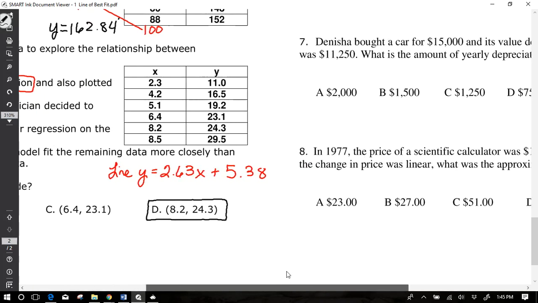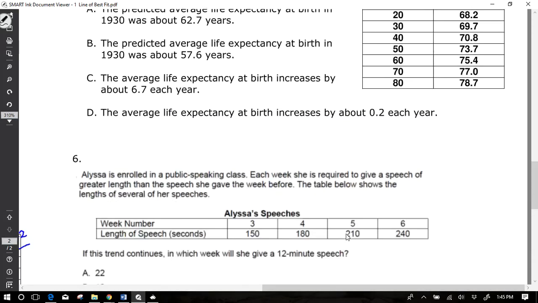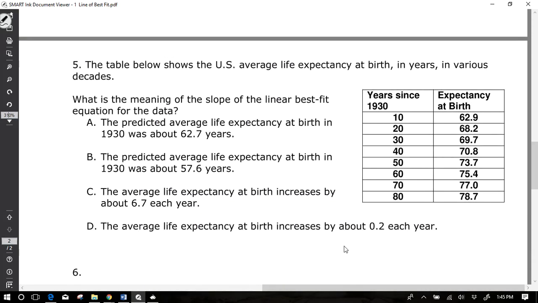Alrighty, I am ready to go look at example 5. The table below shows the U.S. average life expectancy at birth in years, in various decades. What is the meaning of the slope of the linear best fit equation for the data?